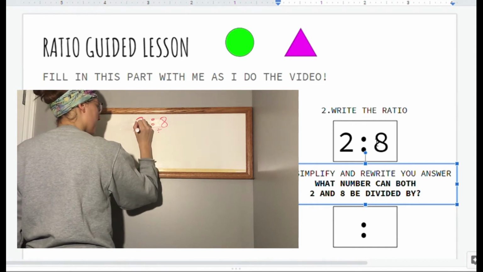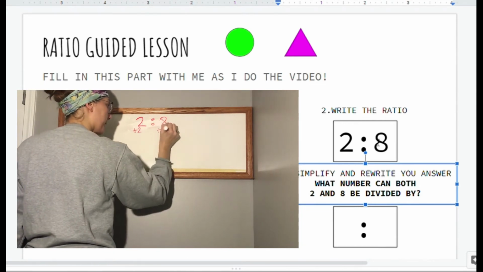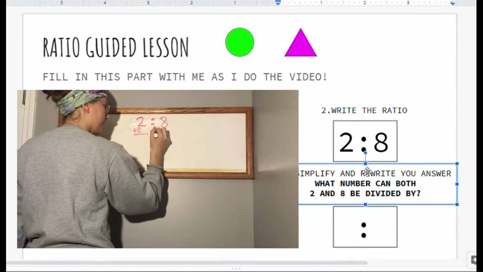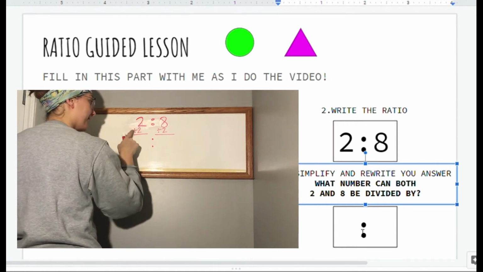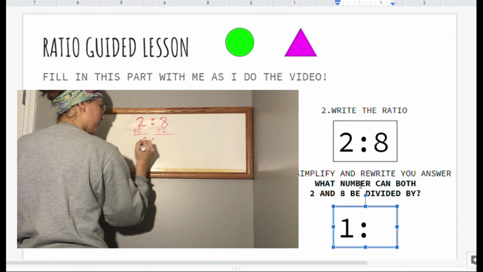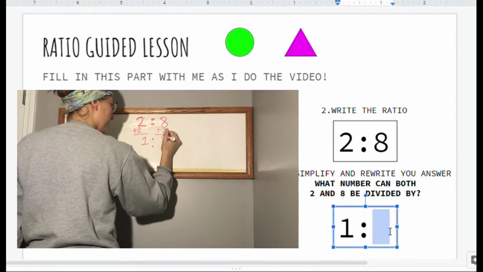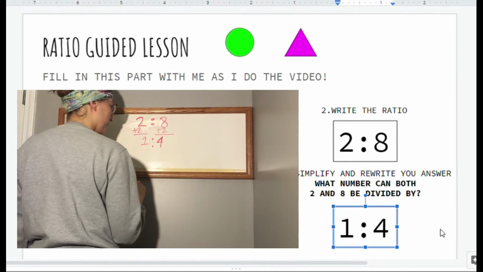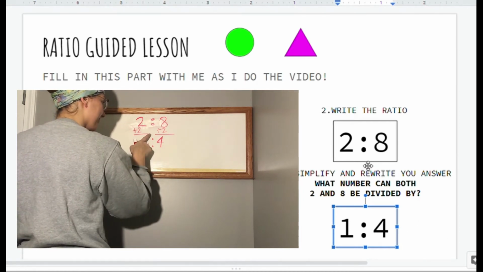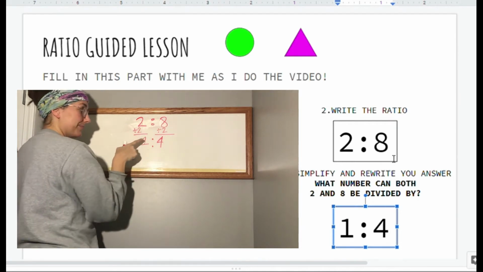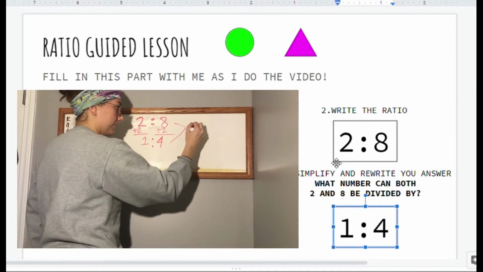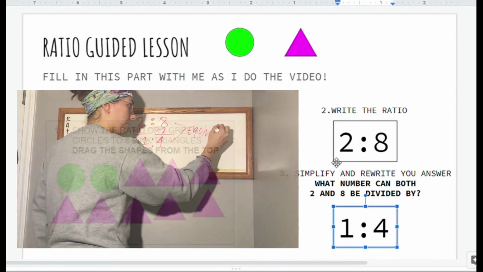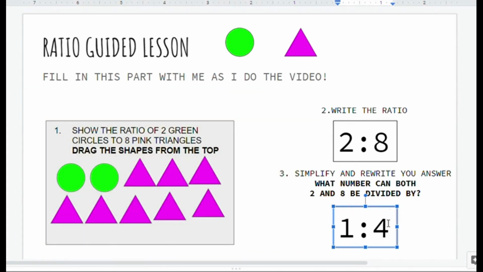So if I divide both sides by 2, simplifying is dividing. So 2 divided by 2 is 1. And 8 divided by 2 is 4. So when we simplify the ratio of 2 to 8, we can simplify that to 1 to 4. Now these two ratios are equivalent. Whatever I do to one side, I do to the other. That gives me an equivalent ratio.